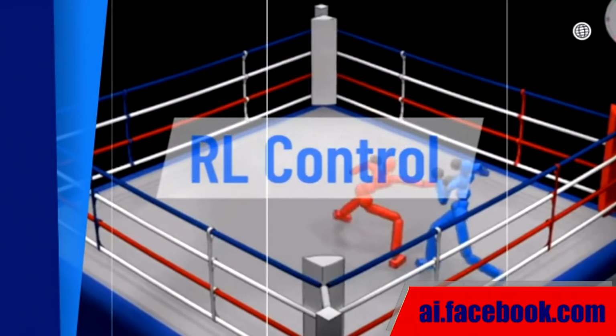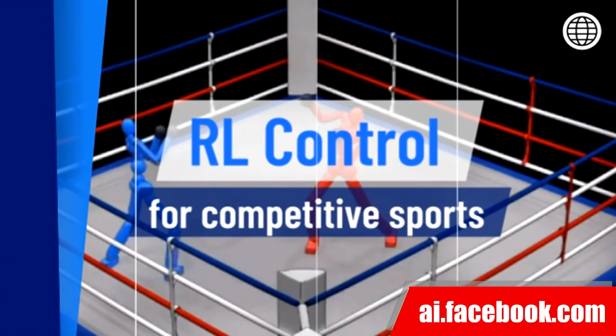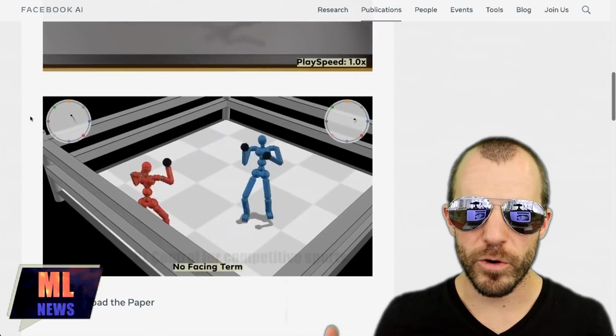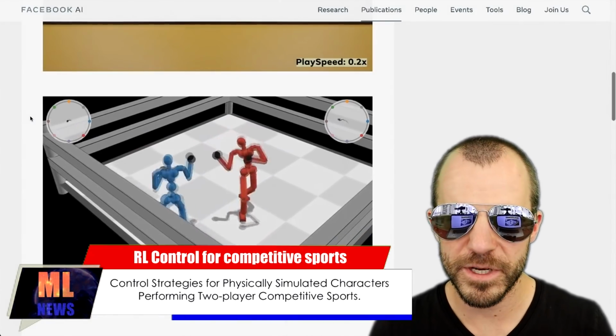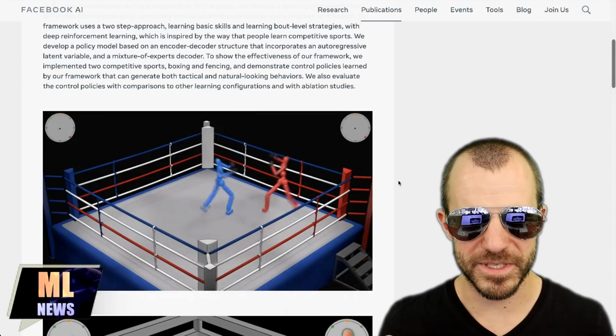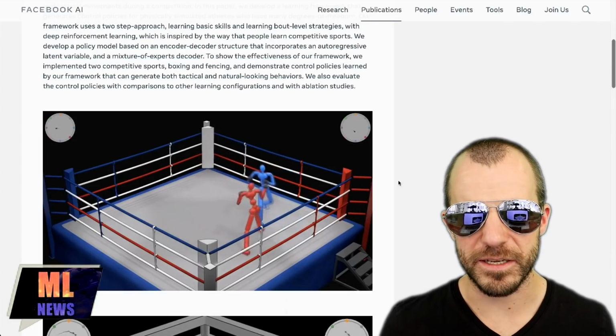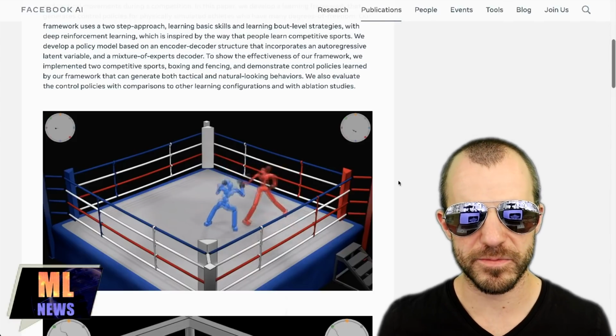Next news, Facebook AI research releases a new paper called Control Strategies for Physically Simulated Characters Performing Two-Player Competitive Sports. This is a reinforcement learning framework for control applications where you have mostly humanoids doing sports, but essentially the core parameters here are that there are a lot of degrees of freedom in some sort of a two-player game in a continuous environment. I just love that the algorithm seems to come up with actual cool strategies and good control policies. It's not so easy for these things to balance themselves in the first place, and then to fight a boxing match where everyone tries to punch the other one to the ground is quite difficult.